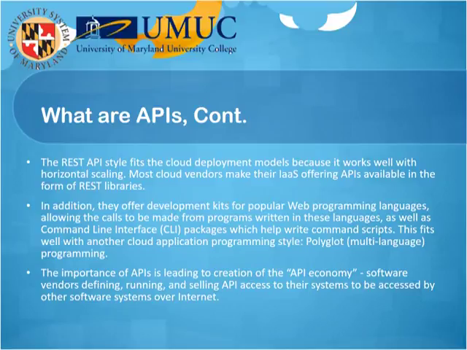Most cloud vendors make their infrastructure as a service offering APIs in the form of REST libraries. In addition, they offer development kits for popular web programming languages, allowing the calls to be made from programs written in these languages, as well as command line interface or CLI packages, which help write command scripts. This fits well with another cloud application programming style, polyglot or multi-language programming. The importance of API is leading to creation of API economy, software vendors defining, running and selling API access to their systems to be accessed by other software systems over Internet.